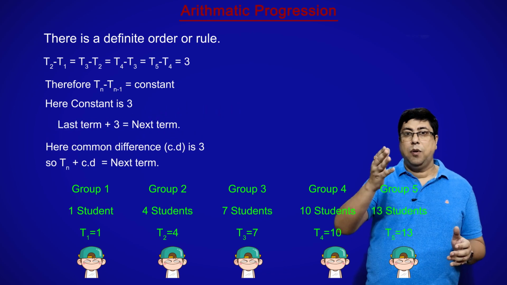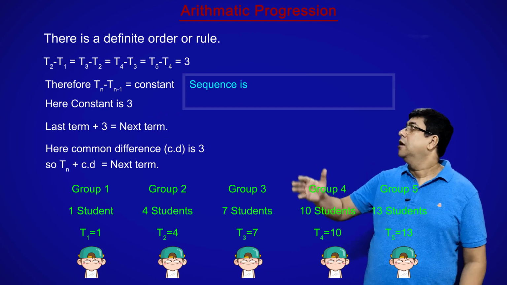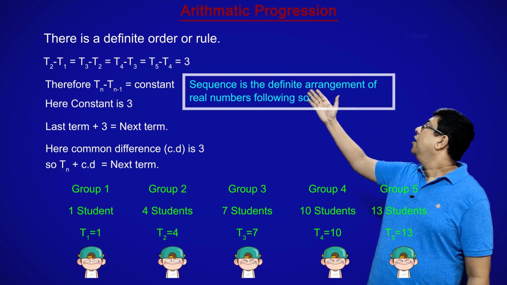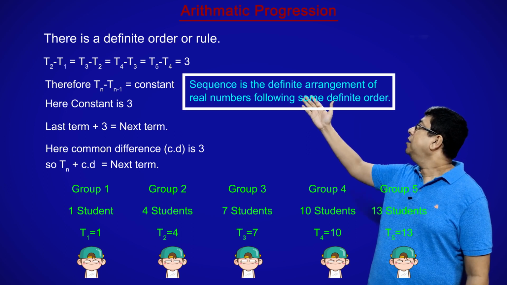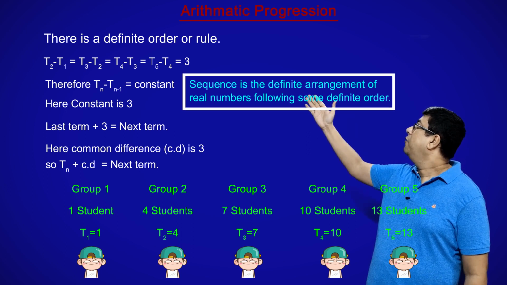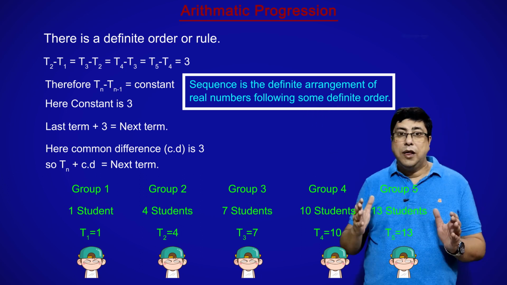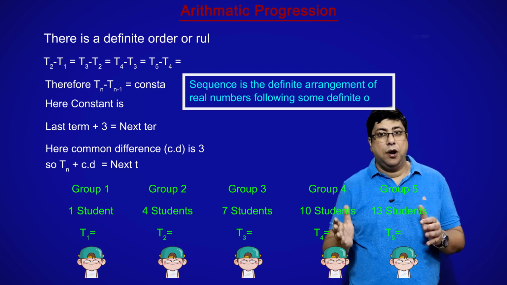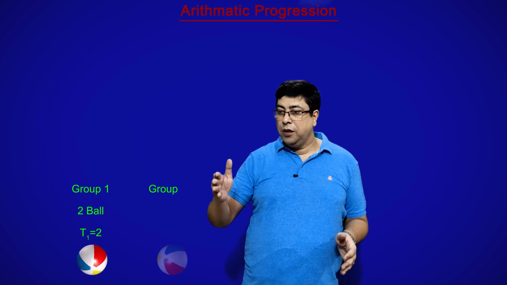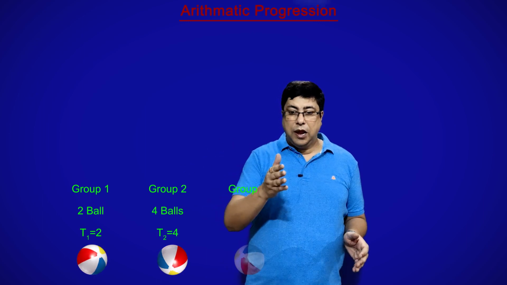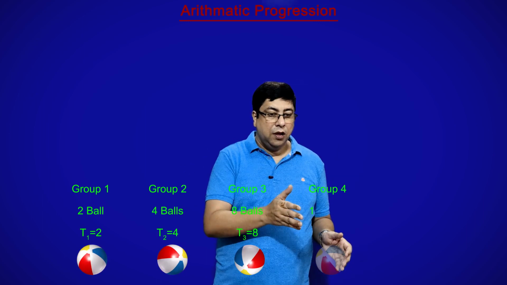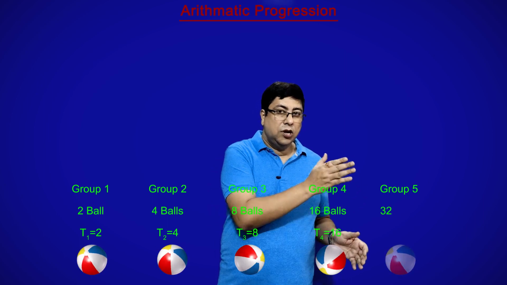Now let's see what is the rule of the sequence. A sequence is the definite arrangement of real numbers following some definite order. So I am giving one more example. Suppose there are 5 groups of balls. Suppose group 1 containing 2 balls, group 2 containing 4 balls, group 3 containing 8 balls, group 4 containing 16 balls, group 5 containing 32 balls.